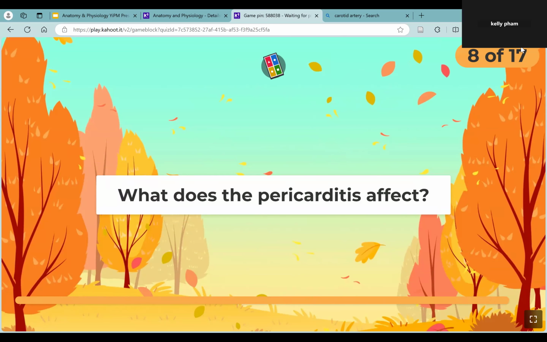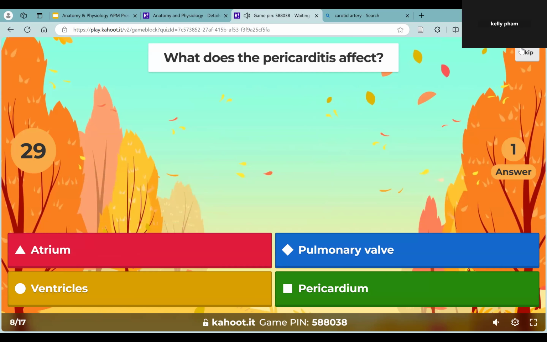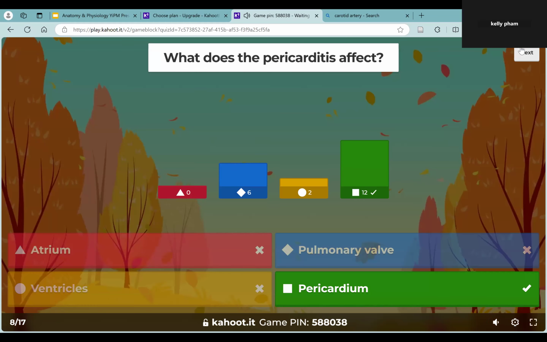What does pericarditis affect? And so pericarditis affects the pericardium.